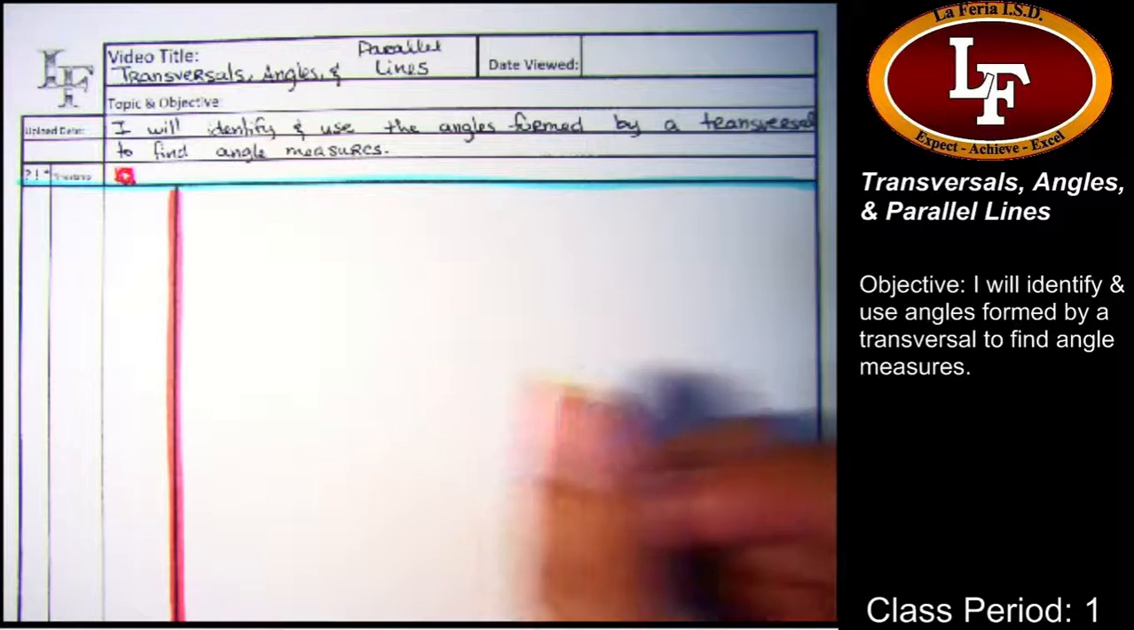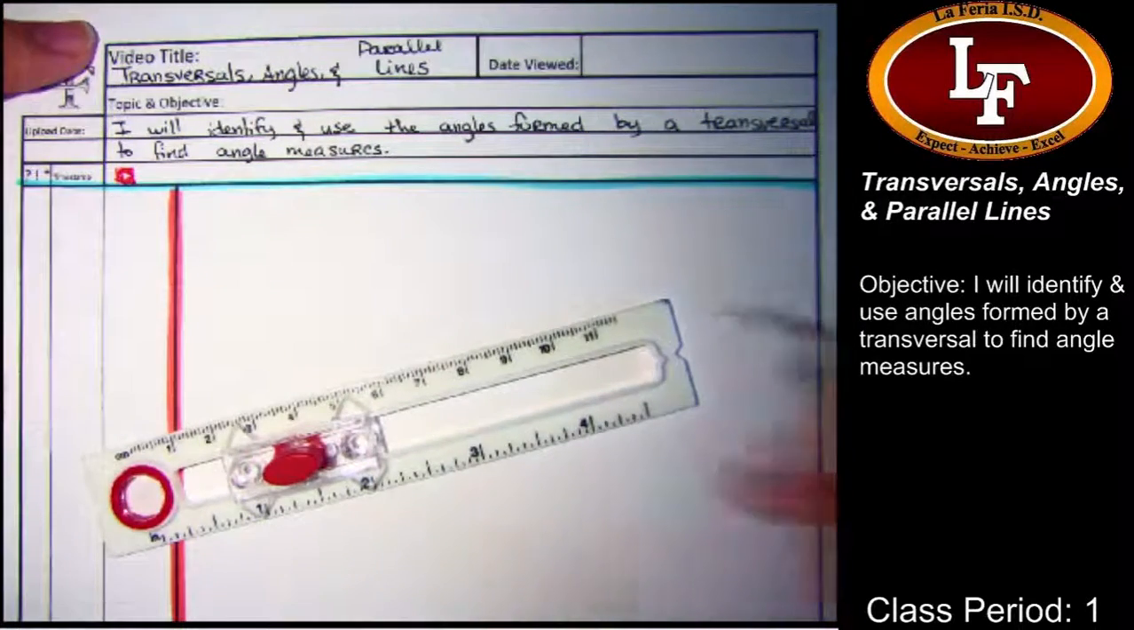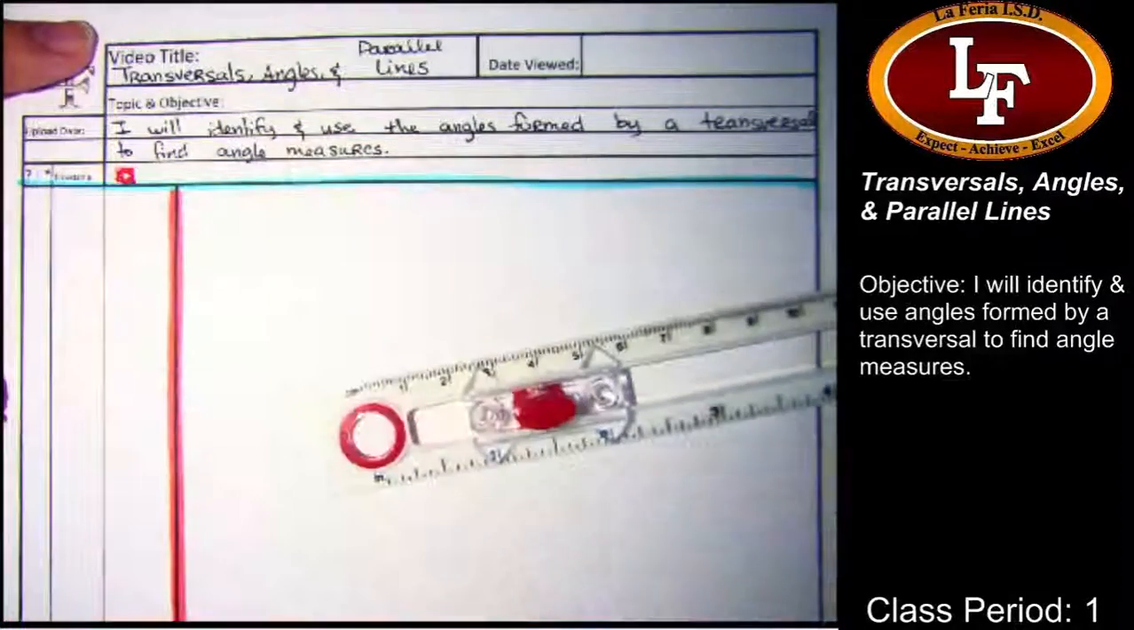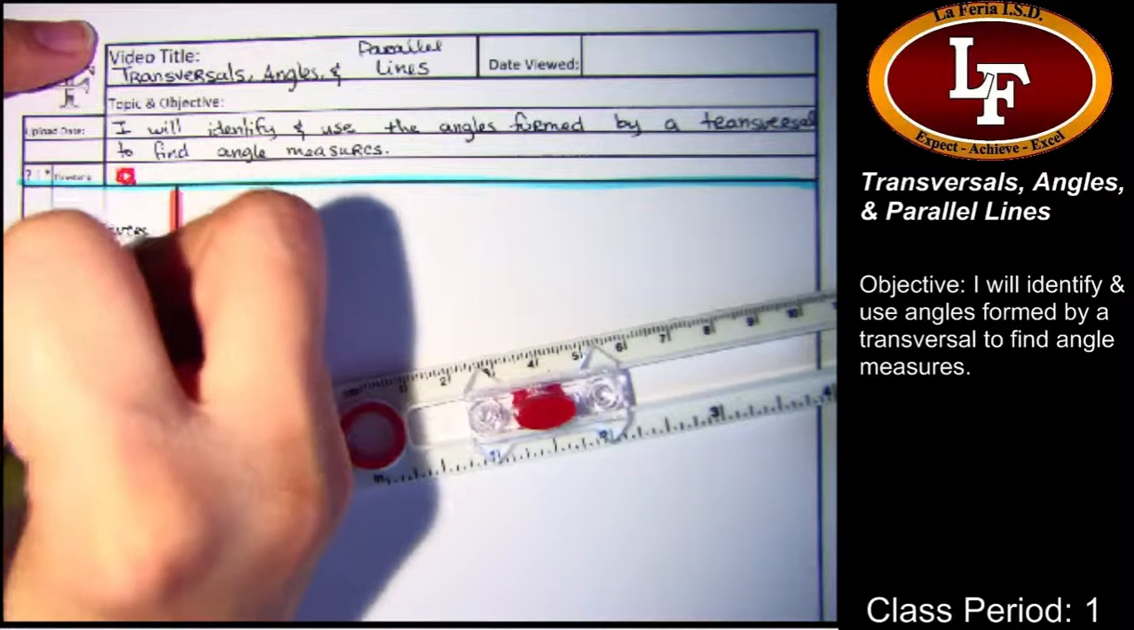The first thing we need to talk about is the word transversal. Over here in my left-hand margin, I'm going to write transversal because that's my first big vocabulary word to go over.